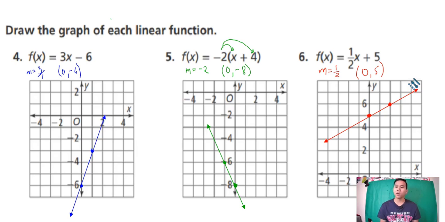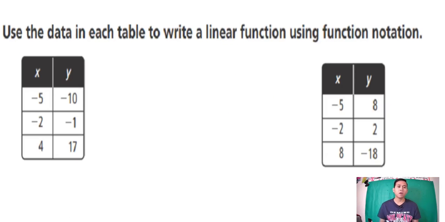Right, next one is we are going to write an equation. So we're going to interpret a given table, and then we will write an equation based on the information given to us. All right, so use the data in each table to write a linear function using function notation. Again, your function notation will be f of x or g of x or any letter that you want, m of x, as long as it's the function notation.